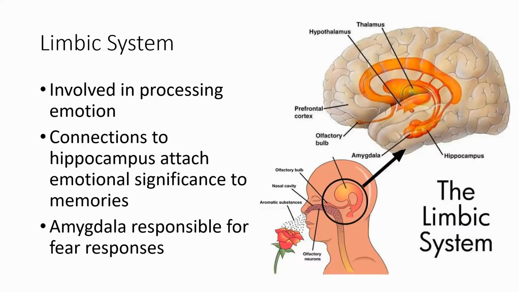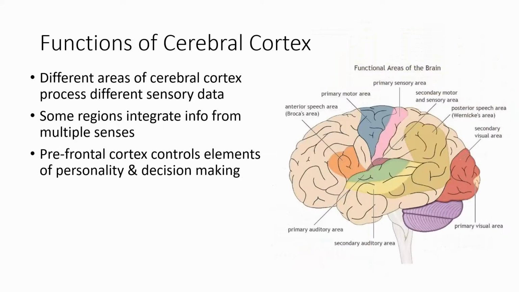Then you have another region that also involves the hippocampus. It's called the limbic system. It's sometimes called the emotional cortex because this is where you process a lot of emotions. It's attached to the hippocampus so you can add emotional context to your memories. It also contains something called the amygdala, which is what causes fear responses. So for example, if you could start stimulating someone's amygdala, they would get scared for no reason.